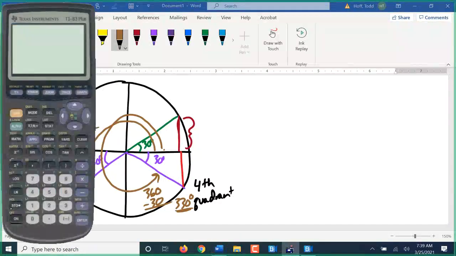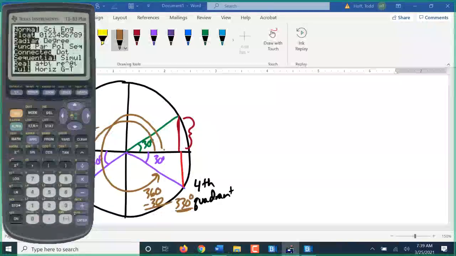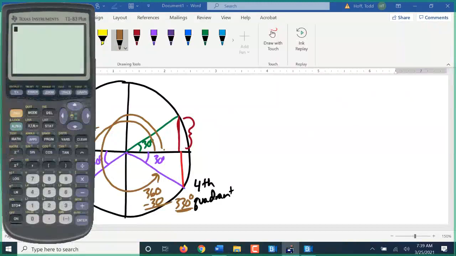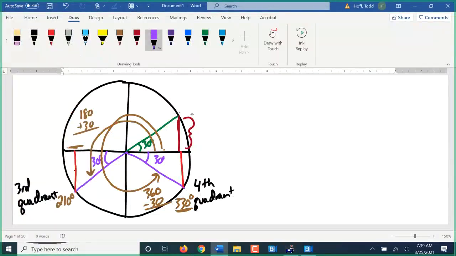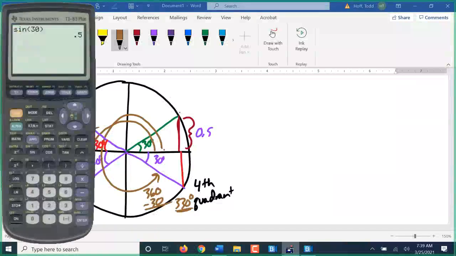And if I turn on my calculator, and I'm going to remember to set the mode before I do my first calculation, the sine of 30 degrees, that was our original angle here, is 0.5. Now we also had that 30-degree reference angle over here. And remember that 30-degree reference angle was associated with 150 degrees there. If I do the sine of 150 degrees, it's also 0.5.